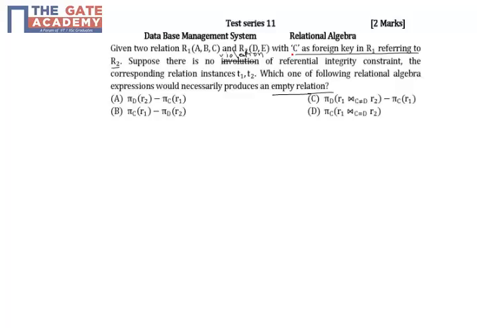In the question, we are told that C is a foreign key in R1 referring to R2. That means C refers to some column in relation R2, and from the options given we can figure out that the column is D. So we have the following relational structure for the given question.